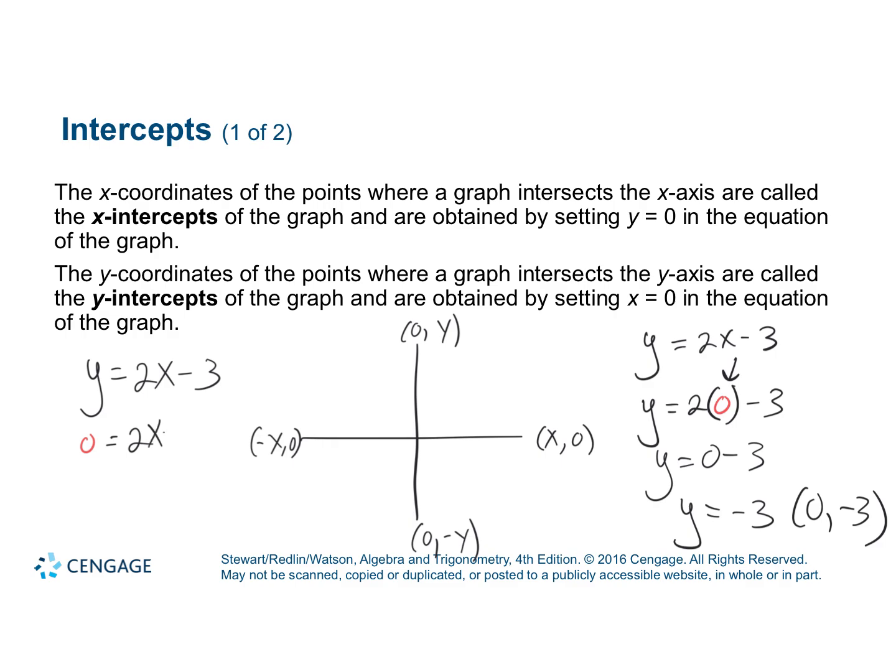And we get 2x minus 3. So we add the 3 on both sides, and we get 3 is equal to 2x divided by 2. And we get that the y-intercept is 3 over 2, or 1.5. So your point for the x-intercept would be 3 over 2, comma, 0.